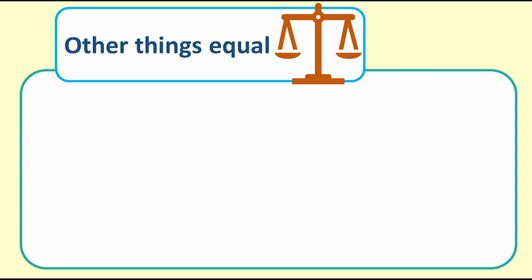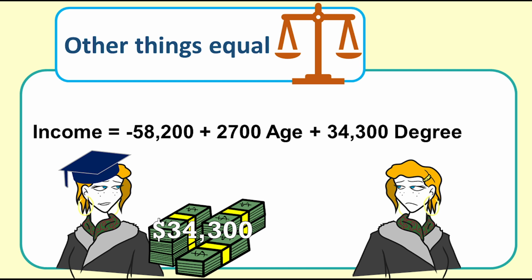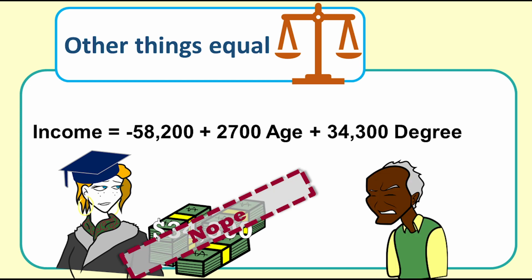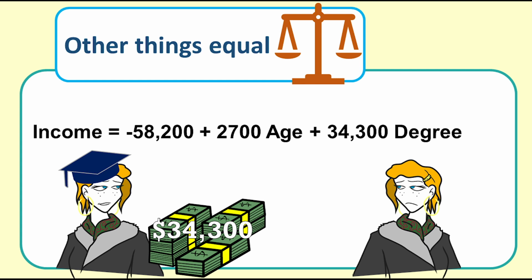Other things equal, or its fancier Latin version ceteris paribus, means that we are assuming that nothing else changes when the value of the predictive variable changes. For example, with the income model we say that if the two people are identical, but one has a degree but the other does not, then the difference in income would be predicted to be around $34,300. However, if one were older, or one was a man and the other a woman, or one had a disability, or a myriad other possibilities, then the $34,300 would not apply. You always need to think hard about the sensible interpretation of a regression model.